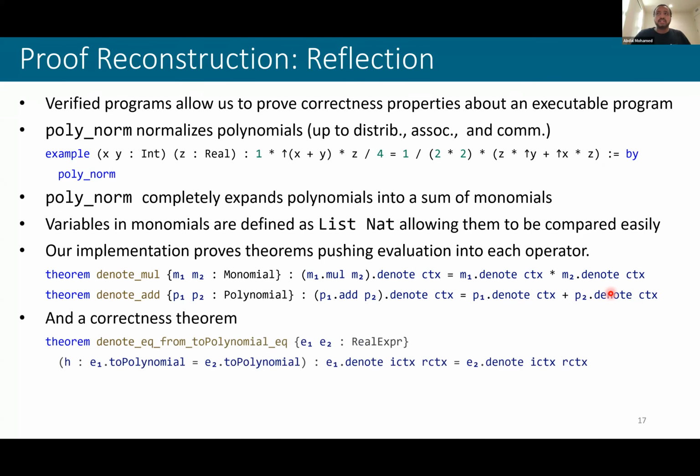And finally, we have a correctness theorem that basically says if we start with any two real expressions, this is a DSL representing the fragment that we support, and if we convert those two expressions into polynomials and the two polynomials are equal, then the denotations of the original expressions E1 and E2 are also equal.